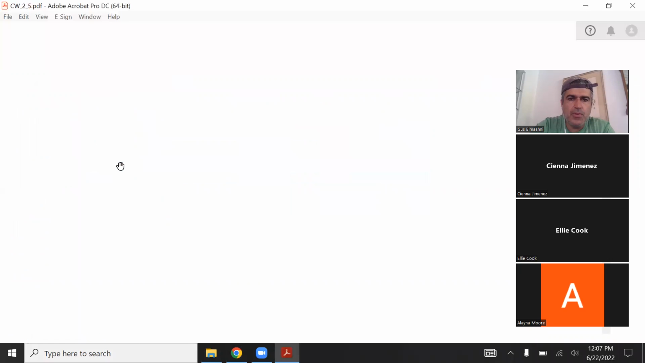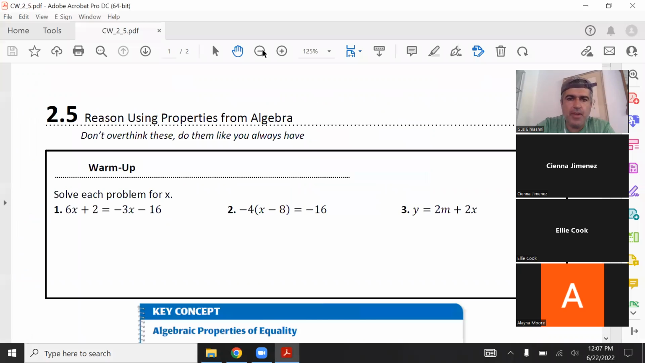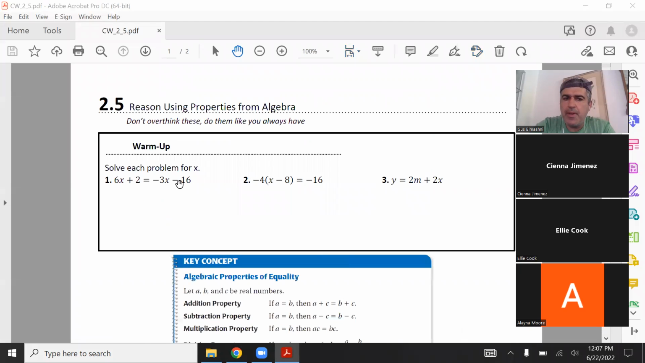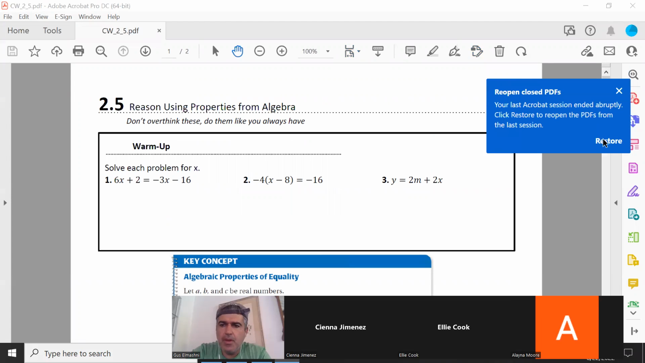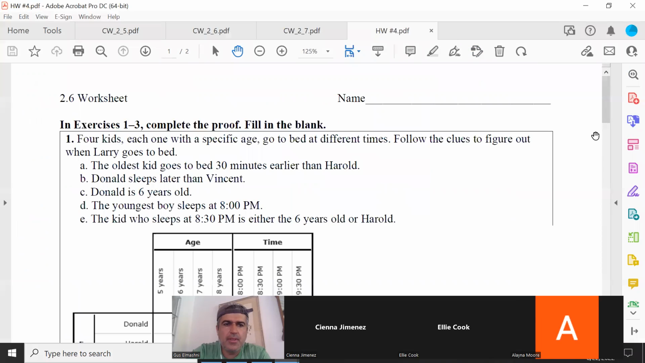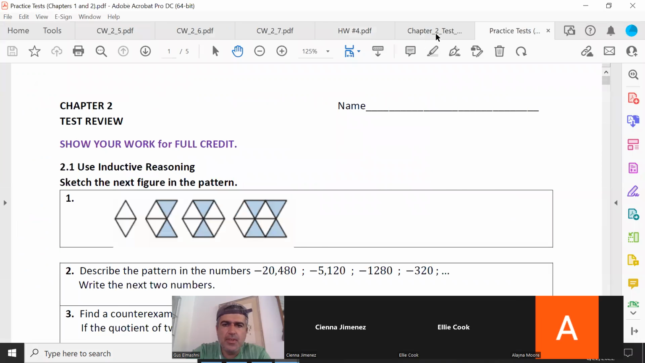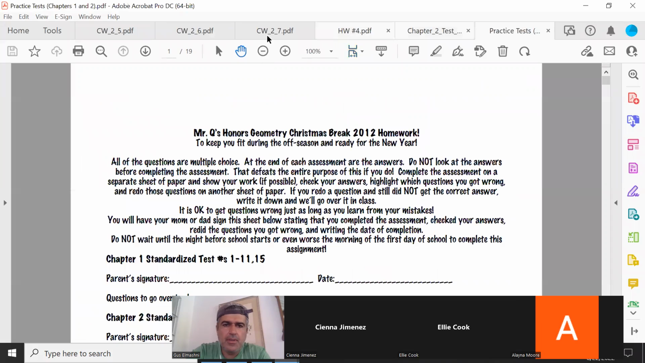Let's pull up the classwork here for 2.5. Okay, perfect, that opened just fine. So we talked about in this video some warm-ups. Oh, try restoring. Oh, nice. Okay, so I don't have to reopen each of these. So new crashed. Okay, great.